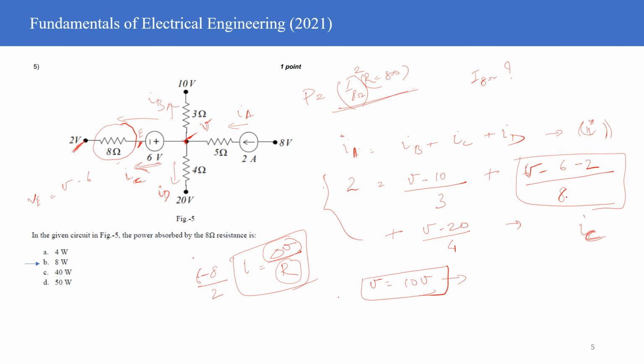And what is IC? IC is nothing but I 8 ohms, right? This is the current which is flowing through the 8 ohm resistance, right? That is 0.2 amp. Then you square it and multiply it by 8 ohms to get the value of the power, right? So for getting it, you need to first figure out the value of voltage, which can be obtained from solving this particular equation, right?